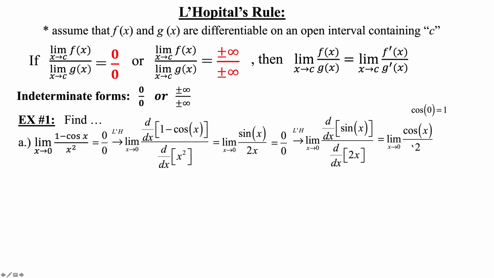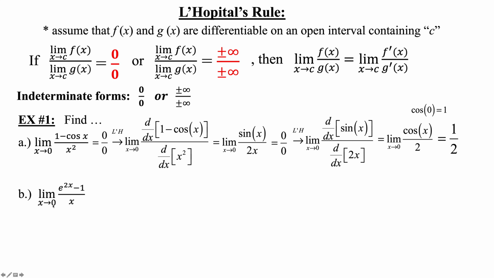Now when I plug in 0, well, 2 stays on the bottom. Cosine of 0 is 1. And we finally get to what we call a scalar or constant value. We found the limit. All right, let's try our next example.